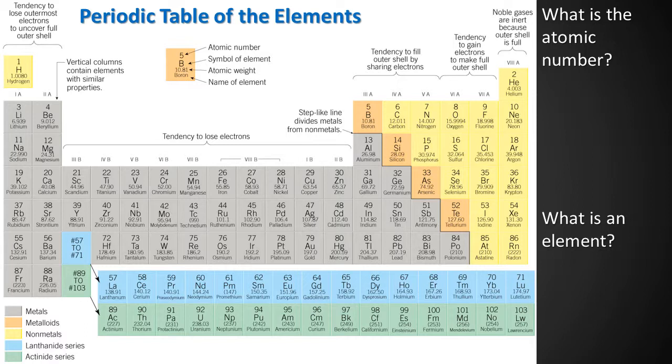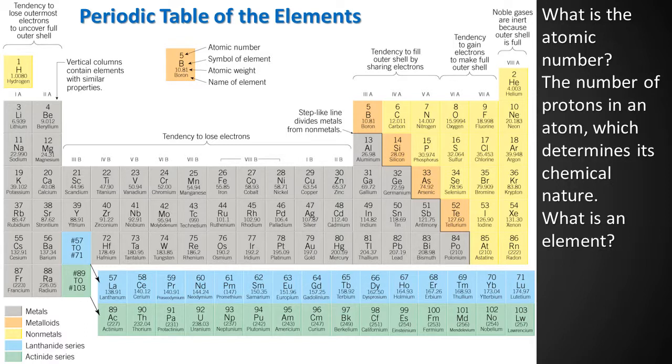What is the atomic number? What does that represent? That's right. The atomic number is the number of protons in a nucleus. Since elements and atoms are defined by the number of protons in their nuclei, this is how the periodic table of the elements is organized. What is an element? That's right, an element is a group of the same kind of atoms.